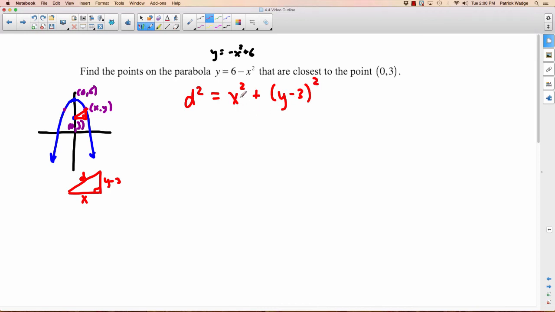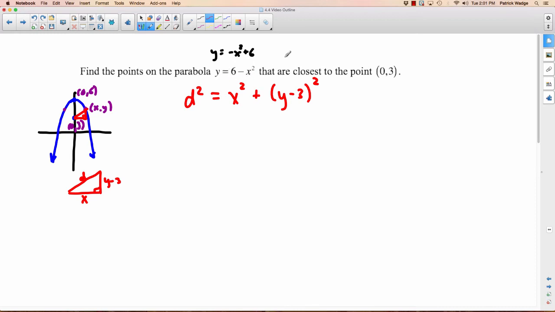But we have two variables here. Remember, we only wanted to have one variable. How can we change that? Well, we have a choice. We can either plug this y amount right here, this 6 minus x squared, into that y, or you could solve for the x squared and plug that in here. Maybe I'll try that. Let's solve for the x squared.